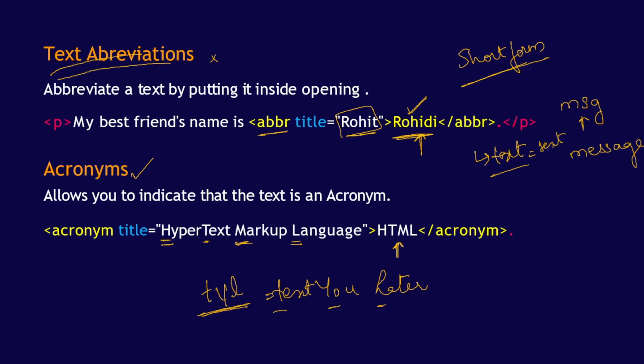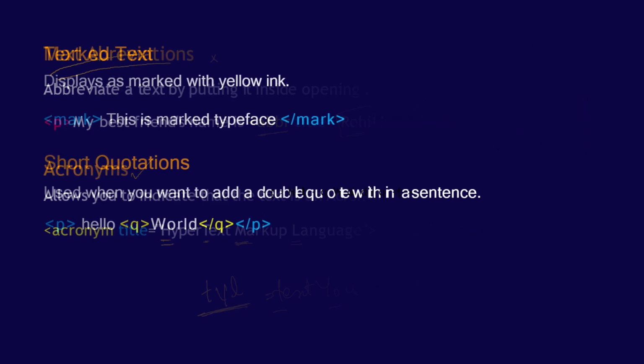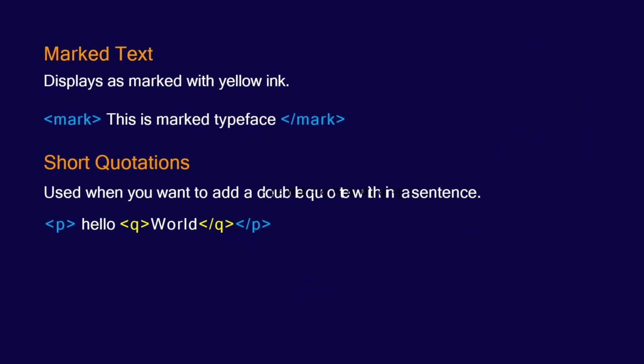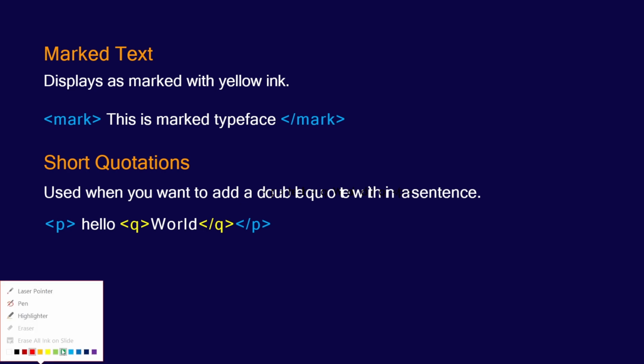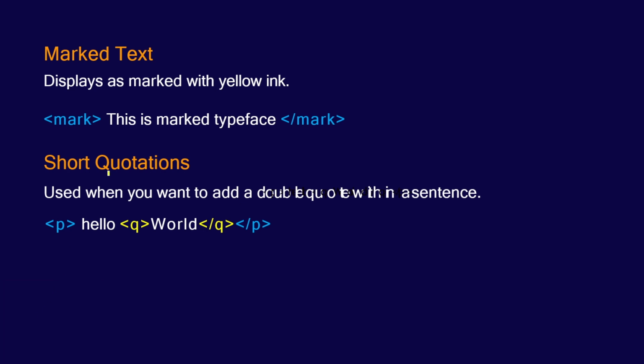Let us see the next tags now. The next tags are mark and the quotation, short quotations. What are these mark tags? Whatever you write inside this mark is going to highlight your content with yellow color. Since you have this written here, this will be marked with yellow color like this.